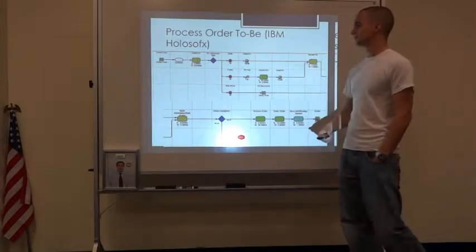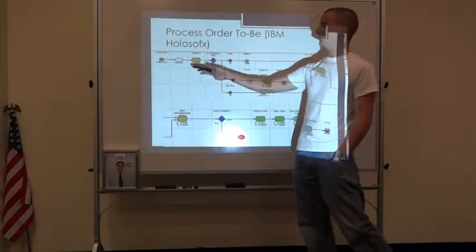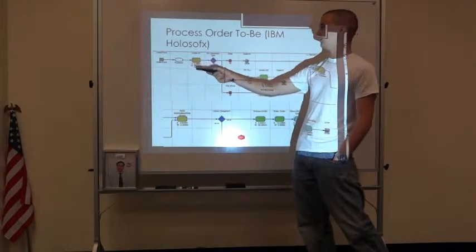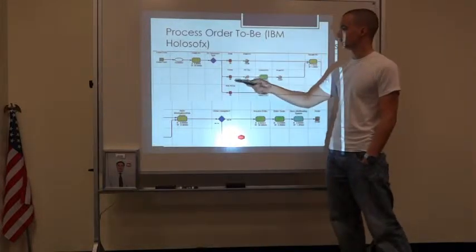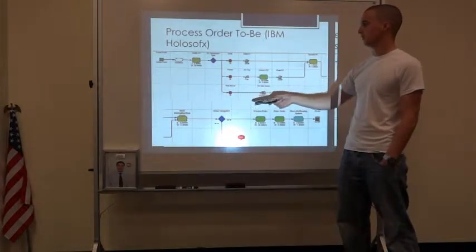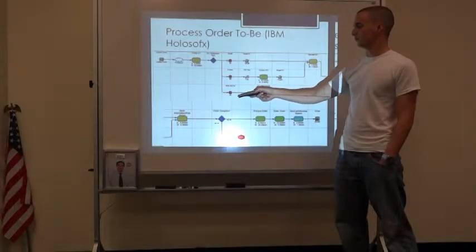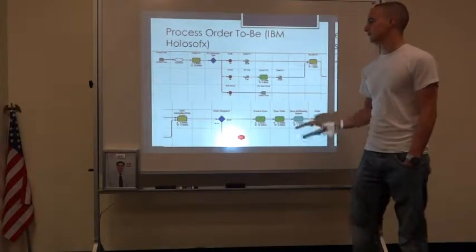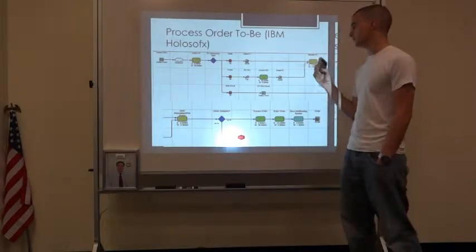Now this is the process order to-be. As you can see here, the customer fills out the online form, which then creates the PO and sends it to us via email, fax, or web portal. Email is 30% of the time, fax 40%, and web portal 30%. If they send it via email, they just email us the PO, and we receive it.